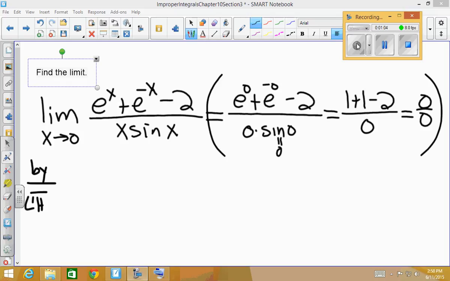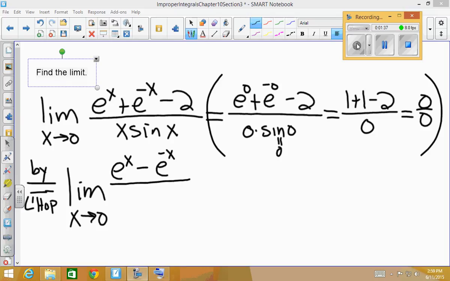So by L'Hopital's rule, now technically we have to make sure that the numerator and denominator are both differentiable, but that should show itself in our working if that's not the case. So the limit as x goes to 0. The derivative of e to the x is e to the x, plus the derivative of e to the negative x, that's e to the negative x times the derivative of negative x. That's the chain rule, which is negative 1. The derivative of negative 2 is 0, so it goes away.